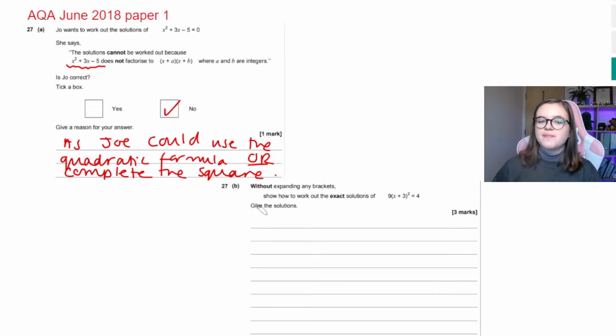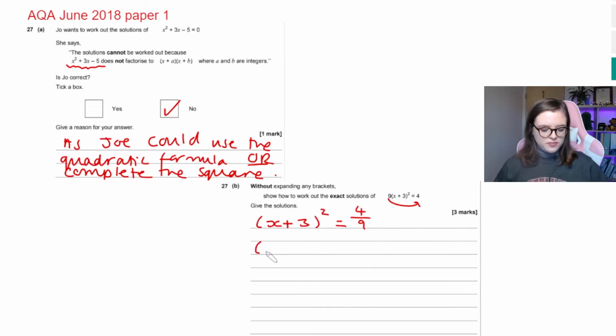And then 27b, without expanding any brackets, show how to work out the exact solutions of 9 lots of (x plus 3) all squared equals 4. Give the solutions. Okay then. So we need to rearrange this to get x on its own. The first thing I'm going to do is divide by 9, right? Because to get rid of this out here. So then we're going to get (x plus 3) all squared equal to 4 divided by 9, which is 4/9. And then I'm going to square root.